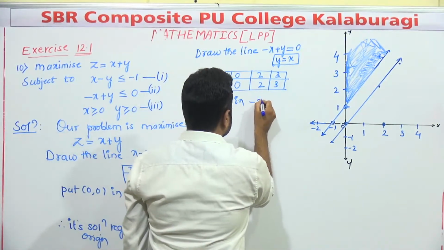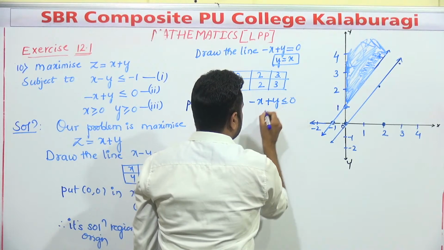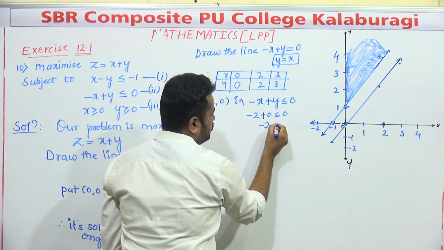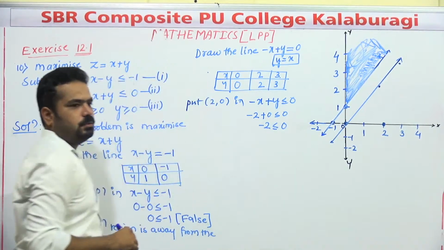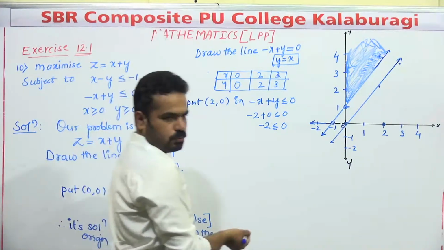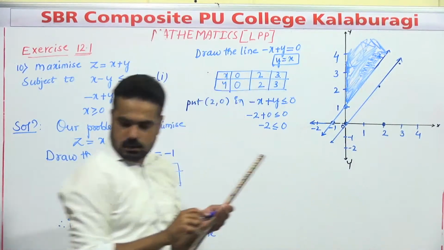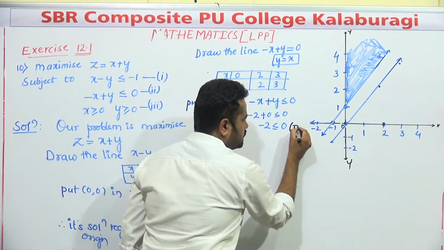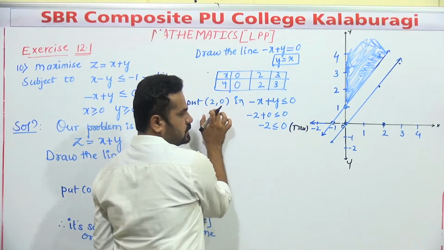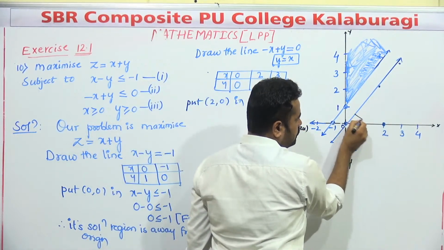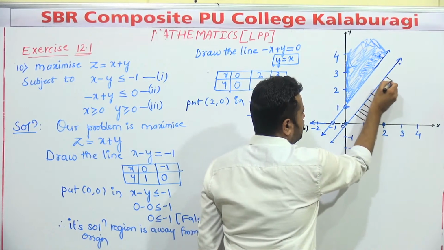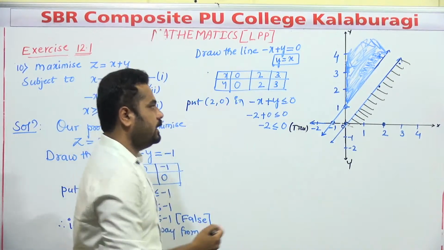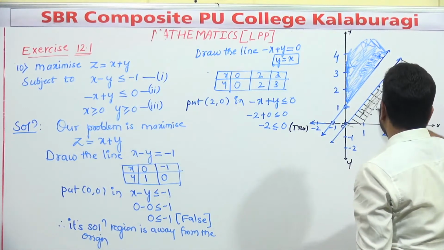In minus x plus y greater than or equal to 0, substituting gives minus 2, and minus 2 is less than 0. Therefore it is not true, so its solution region is on the other side, away from this point, towards here. This is the solution region of this line, only in the first quadrant.